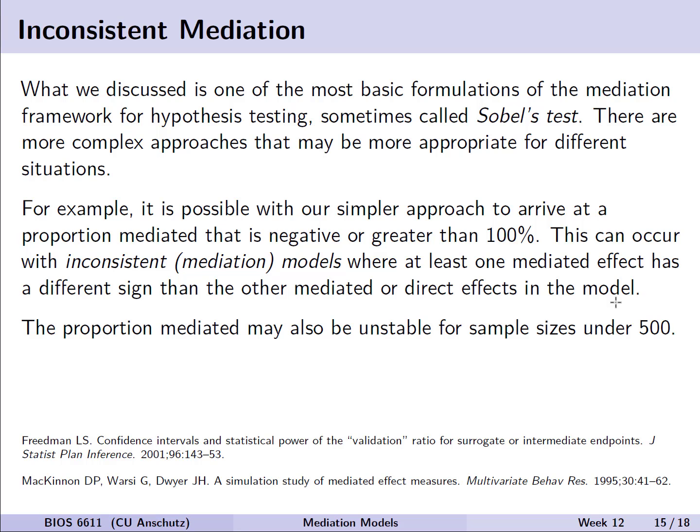Another double whammy in our case here for our example is that the proportion mediated may also be unstable for sample sizes that are under 500. In our case, we only had 21, and so 21 being much less than 500 may suggest that we don't want to put too much stock in this model as the end-all be-all conclusion.